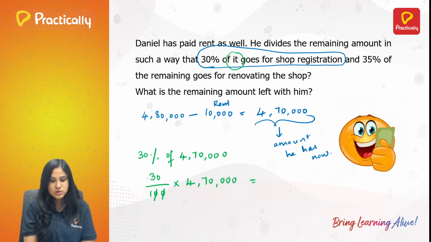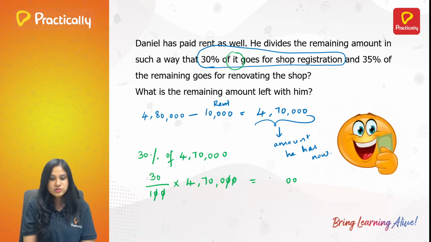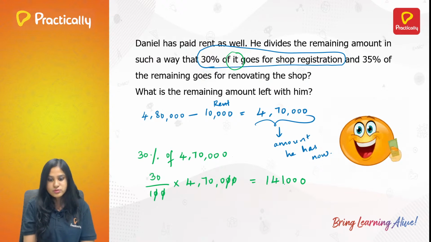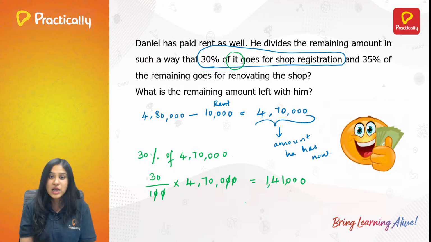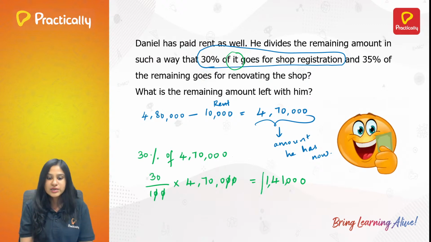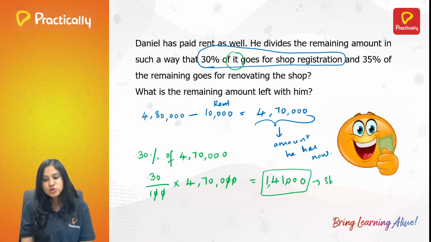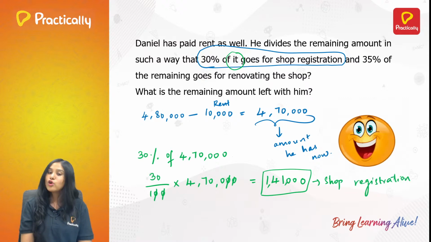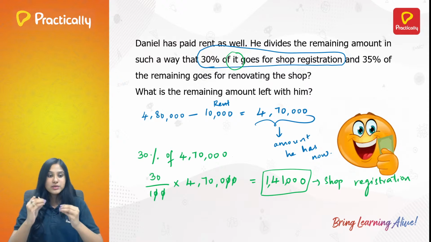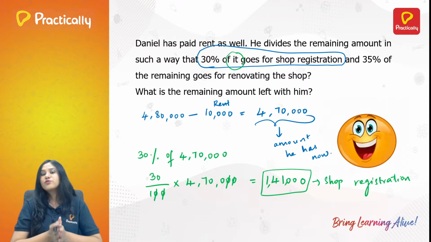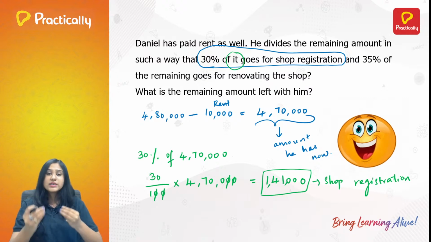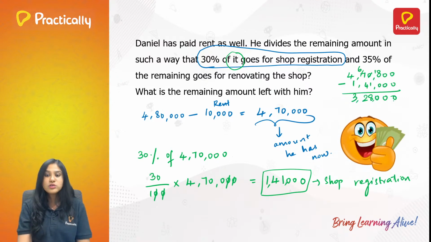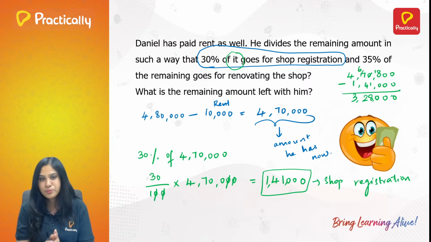Let us see. Cancel the zeros, then just write 3 zeros here and 3 into 47. 3 times 7 is 21. 3 4s are 12 plus 2 is 14. So 1,41,000 for shop registration. So let us just write it. For shop registration, he has spent rupees 1,41,000 and 35% of the remaining goes for renovating the shop. The amount left with him after the shop registration is 3,28,000.